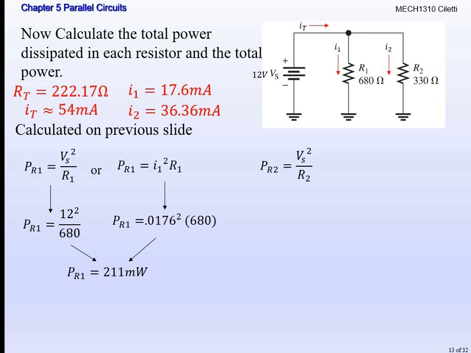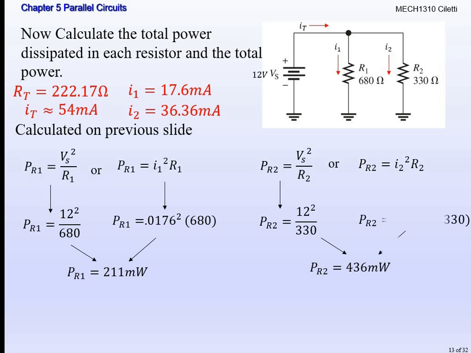All right, let's find the power through R2. Using the voltage method, it's still 12 volts. It's a parallel circuit, and we just use R2. So 12 squared divided by 330. You're going to get 0.436 watts, or 436 milliwatts. Or, say we wanted to use the other method. We liked I squared R better because we forgot V squared over R. Same concept. Just remember that you've got to use 0.03636 when you do the calculation, squared, times R2, which is 330, and you will still get 436 milliwatts.